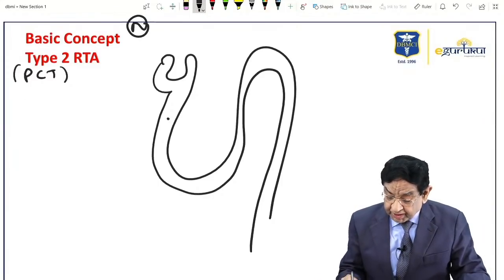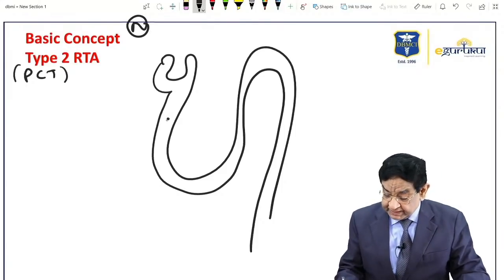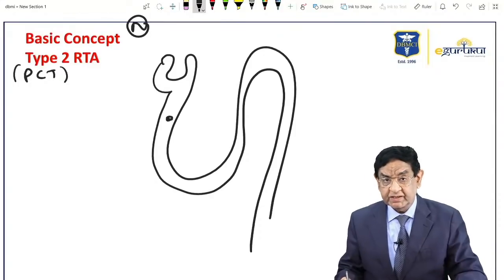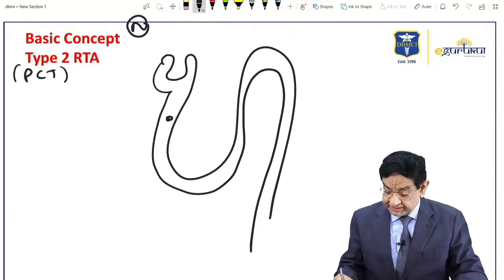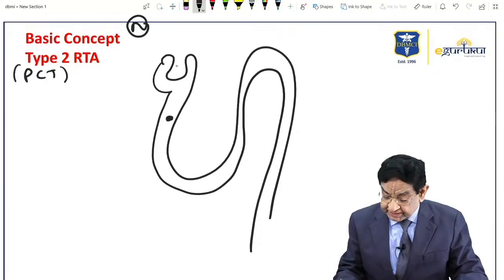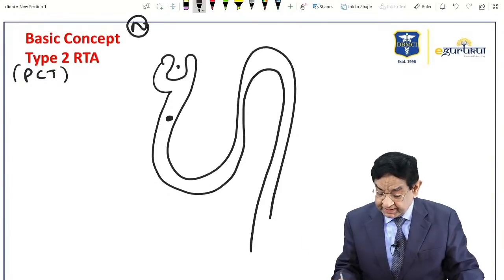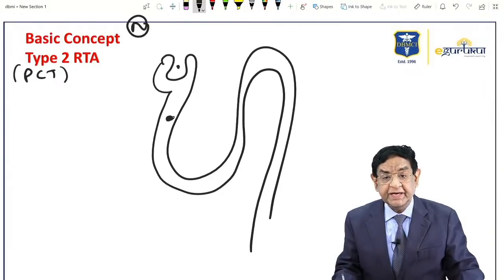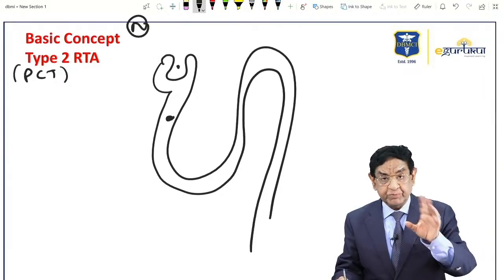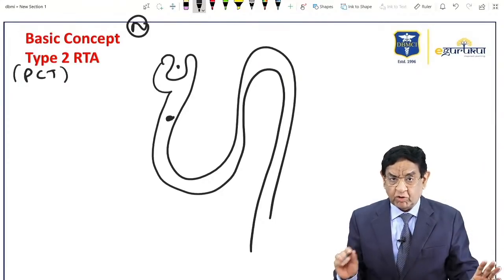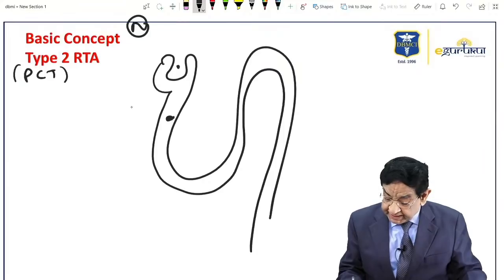N for normal. Normally, we all know that the filtrate which comes from the glomeruli has a composition the same as what is in the plasma, exactly the same, except it doesn't contain protein. In the filtrate, protein is not there, otherwise as far as electrolytes are concerned, all are the same. And here, what is absorbed?